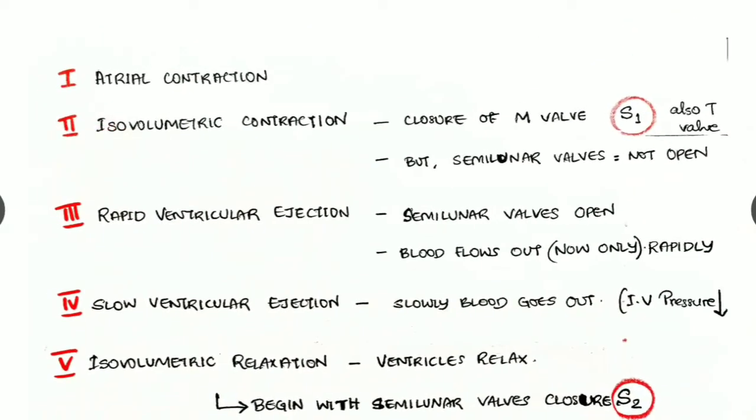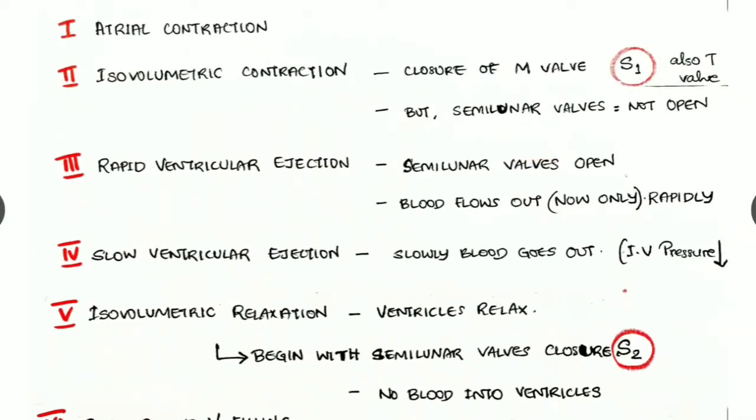Here are the stages of this cardiac cycle. First is the atrial contraction. Next is isovolumetric contraction, where there is closure of the mitral valve along with the tricuspid valve, and this causes the S1 sound. But here the semilunar valves are not yet opened. Next is rapid ventricular ejection. That is, the semilunar valves open, that is the aortic as well as the pulmonary valves. Now only the blood is flowing out, and that even rapidly.